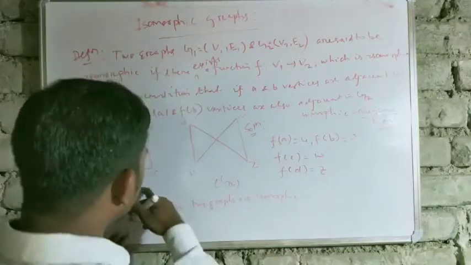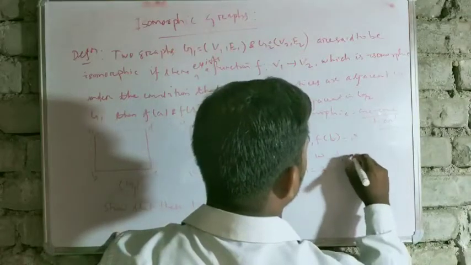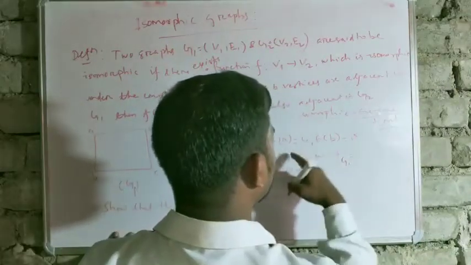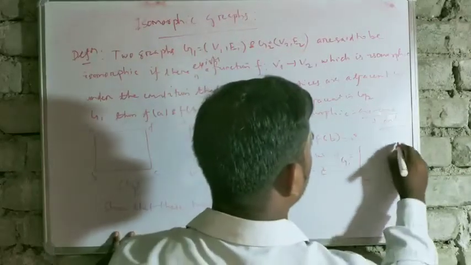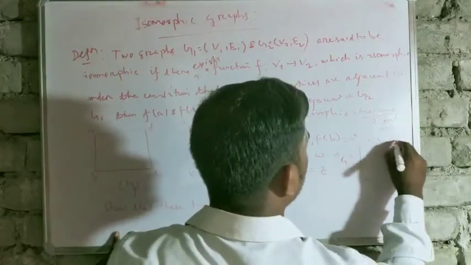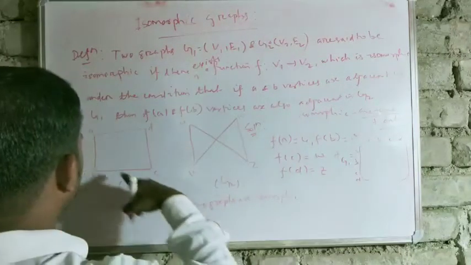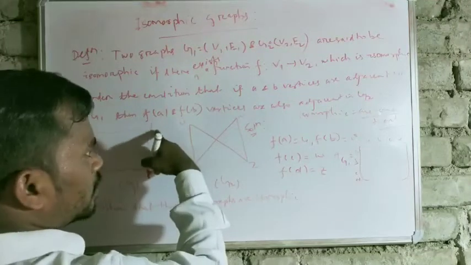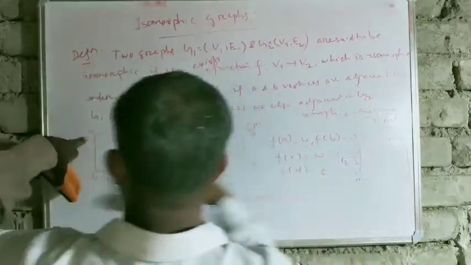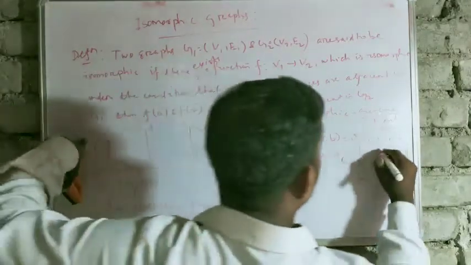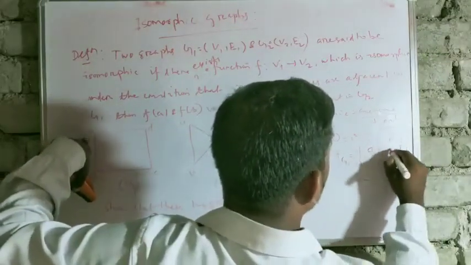So what will be the adjacency matrix of G1? The order is A, B, C, D along rows and columns. A is not connected to A. A is connected to only B and D, so only B and D will give 1 and other entries are 0.